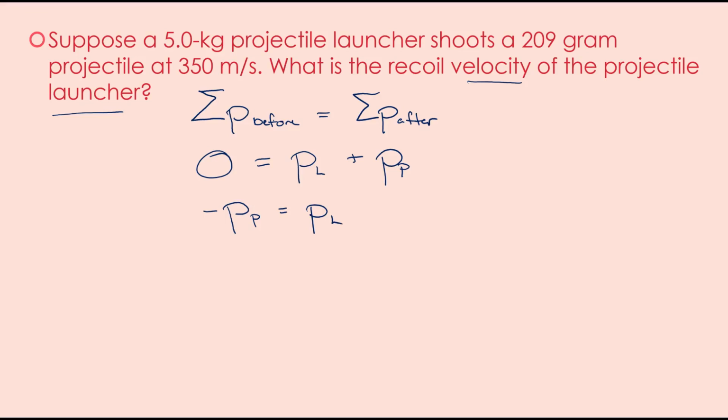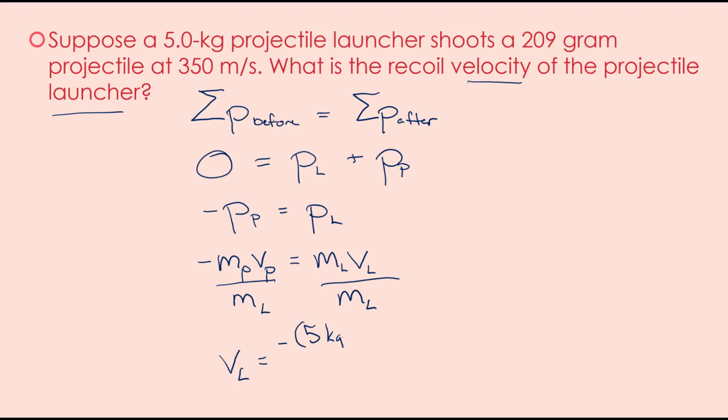So if we want to find what that is, momentum is just mass times velocity. So the mass of the projectile times the velocity of the projectile is what we plug in for that momentum. And then same thing for the launcher: mass of the launcher times velocity of the launcher. And then to solve for the velocity of the launcher, we divide both sides by the launcher's mass, and we end up getting the velocity of the launcher is negative, again, the projectile's mass, which is 5 kilograms, times the projectile's velocity, 350 meters per second.